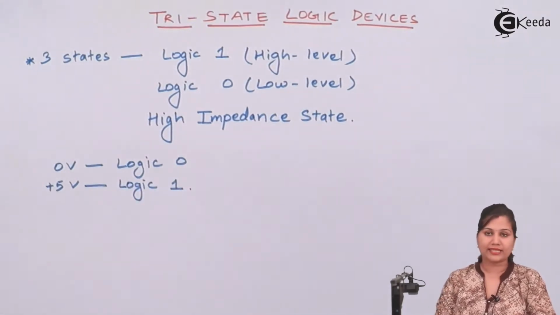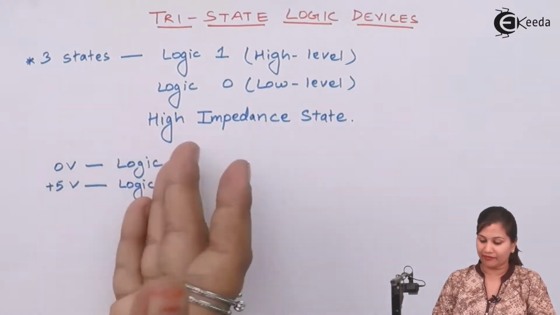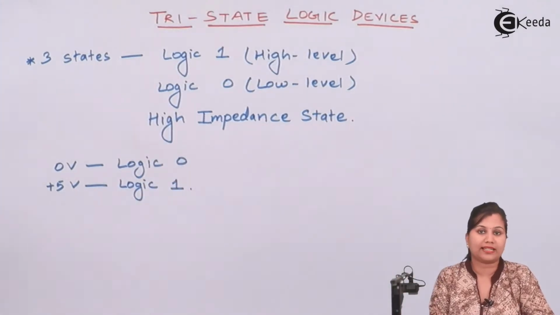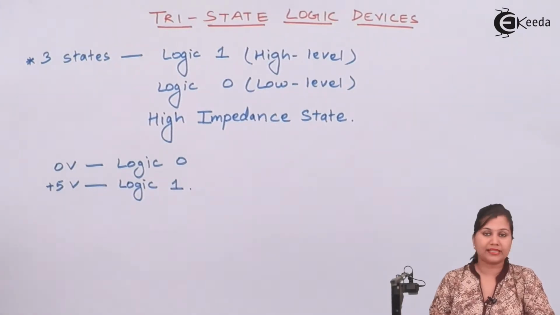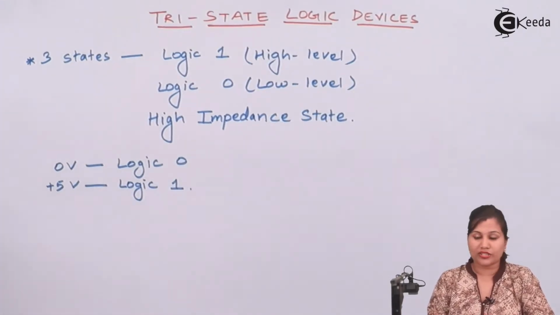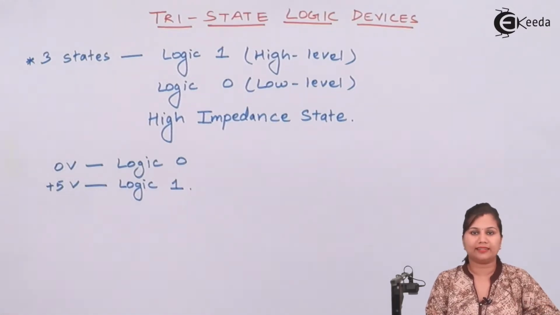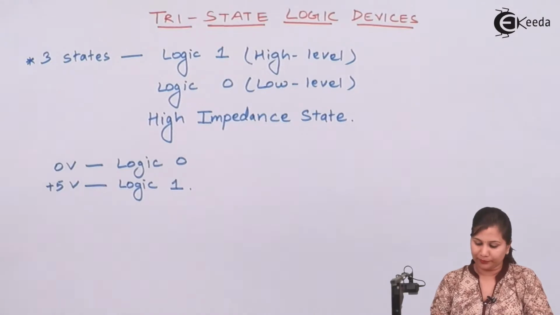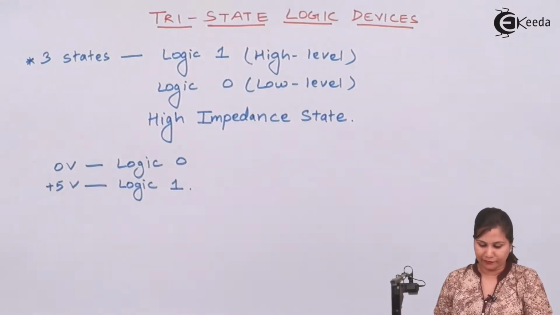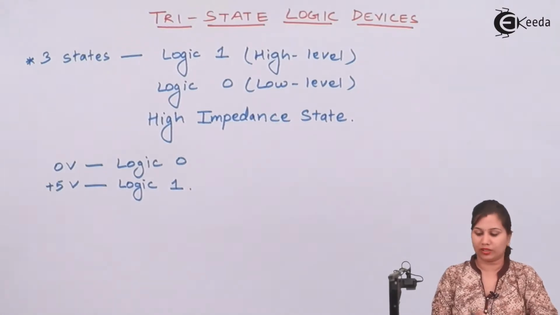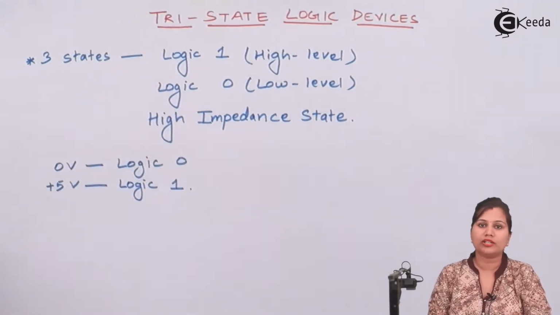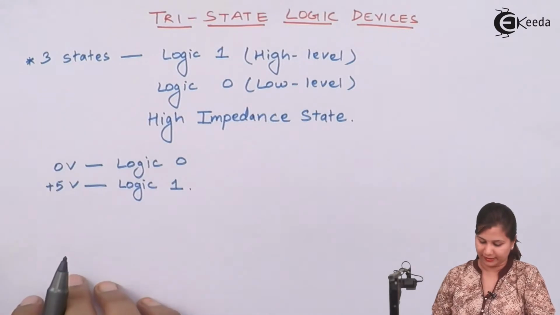Now the tri-state logic devices have an extra state which is known as the high impedance state. In this high impedance state, the logic device behaves as if it is not connected in the circuit. Okay, so let's first study the ordinary logic devices, how they work, and then we will come to the tri-state logic devices.